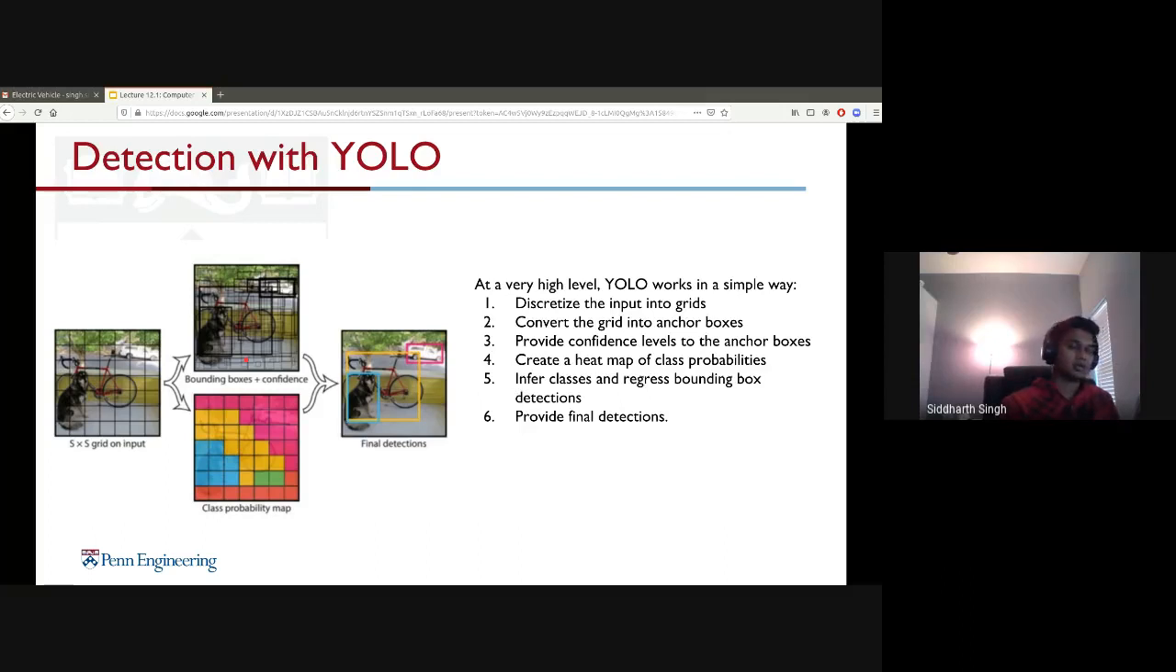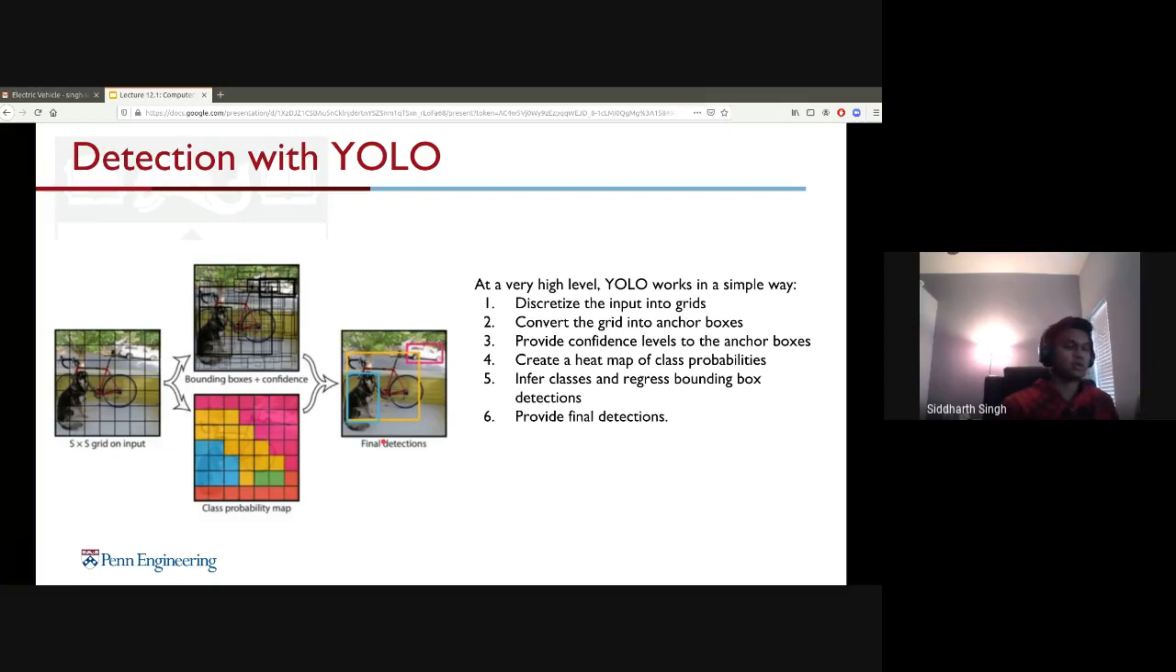Then I look at the class probabilities. That is, okay, fine, I do have a garbage box here, but what is the probability of that garbage box as compared to other actual proposals? So I create kind of a heat map. Not in actuality, a heat map is not created, but I think of it as a heat map. I see, okay, fine. In this region, it seems like there is some class with a high probability. In this region, I think there's some class with a high probability, and so on and so forth, right? Then finally, based on these class probabilities, I find out the final detections.